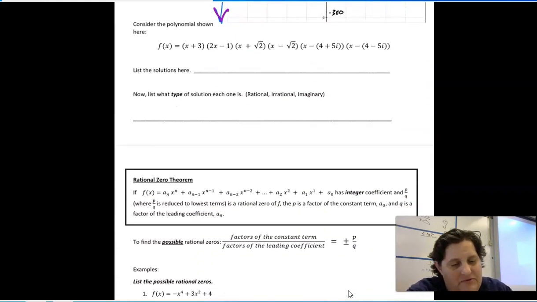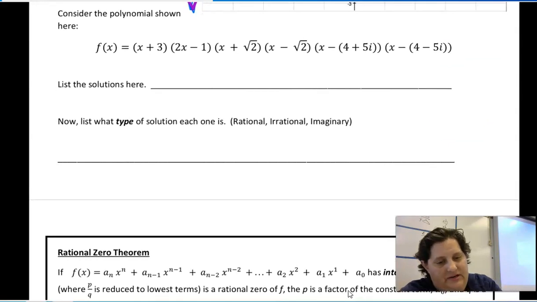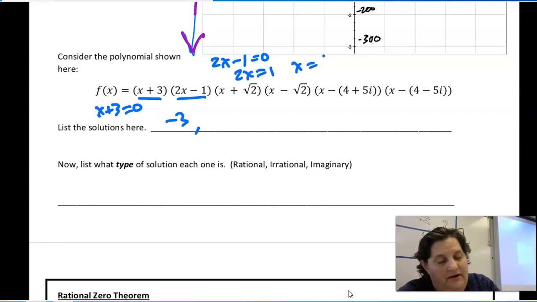Now, you guys, sometimes we have weird solutions. Today, we're going to kind of talk about weird solutions, all right? Okay, check it. These are all factors of a polynomial. Here's what the solutions are. For this one, if I let x plus 3 equal to 0 and I solved it, I would get negative 3. This one, if I let 2x minus 1 equal to 0 and I solved it, I would add 1, divide by 2, so x equals a half. That's how I would do those.